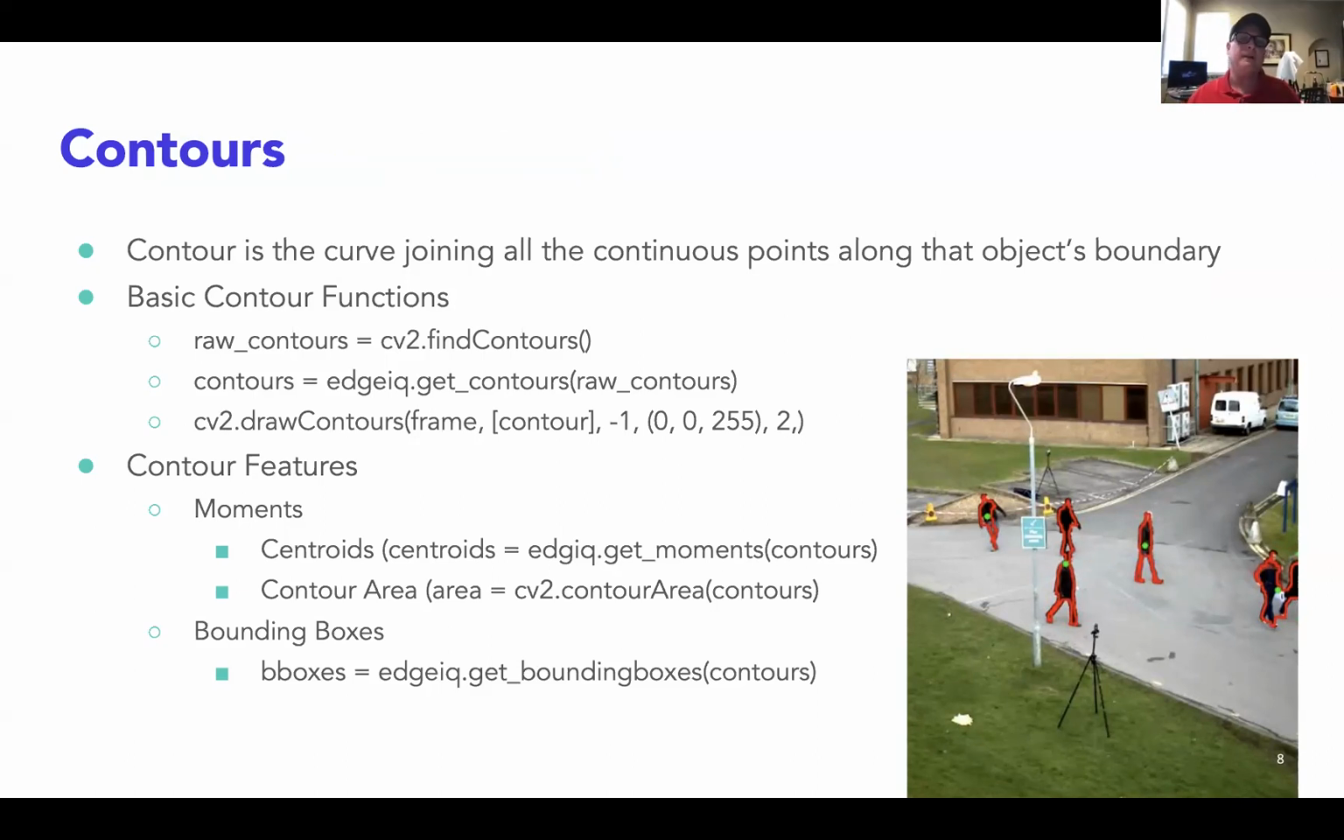OpenCV and Edge IQ have some really nice functions to use. First of all, in OpenCV, when you have an image, and remember, it has to be a grayscale image, you can call findContours, and it will give you a set of raw contours, which has some hierarchical information as well. Once you get those raw contours from OpenCV, you can then use Edge IQ. What Edge IQ can do is give you the contours that can be used and consumed by other software, such as the one below it, OpenCV's drawContours, and that's how we draw these on these people.